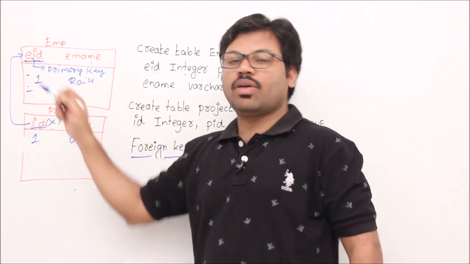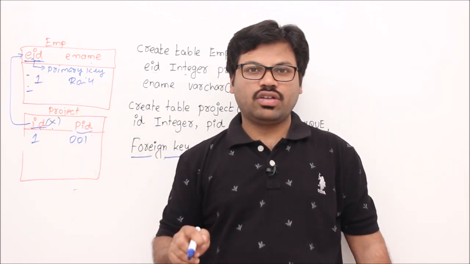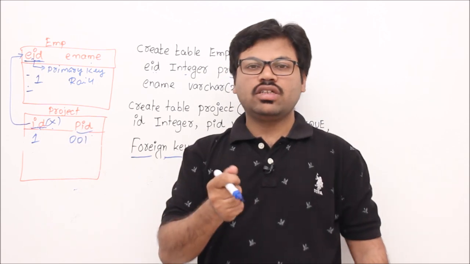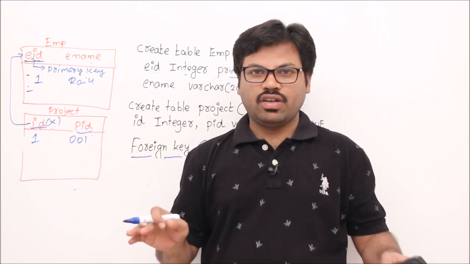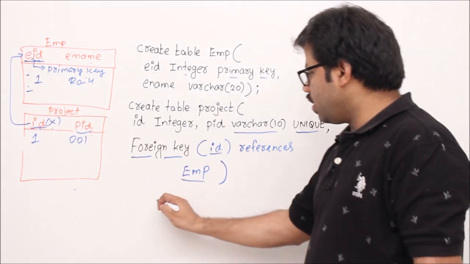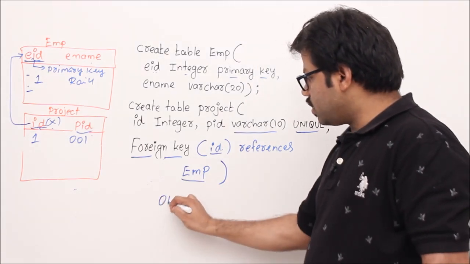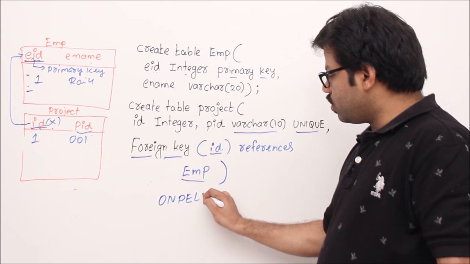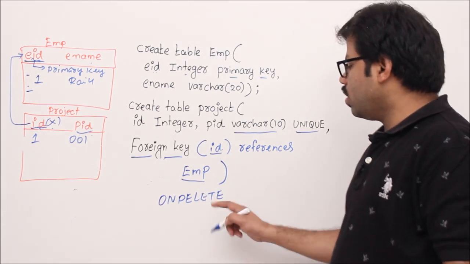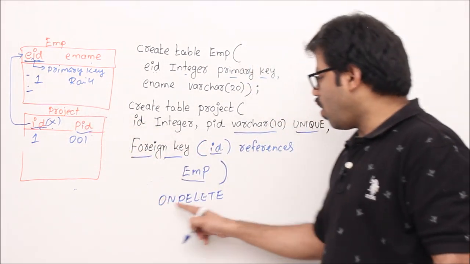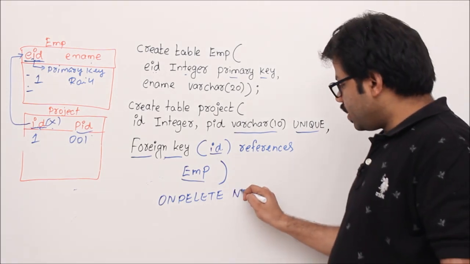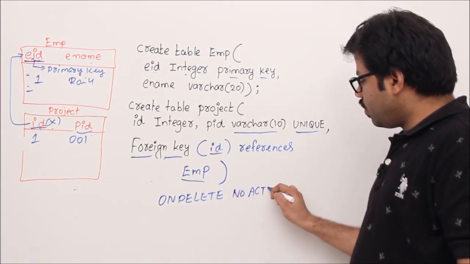If Raju leaves from the company, I should not allow it. If anyone is handling the project, they should not leave the company in between. If that is the case, then we can write after this one, write like this, on delete. So all those strategies are about deleting from this, right? That's why we write on delete. So, no action. That is the one thing.